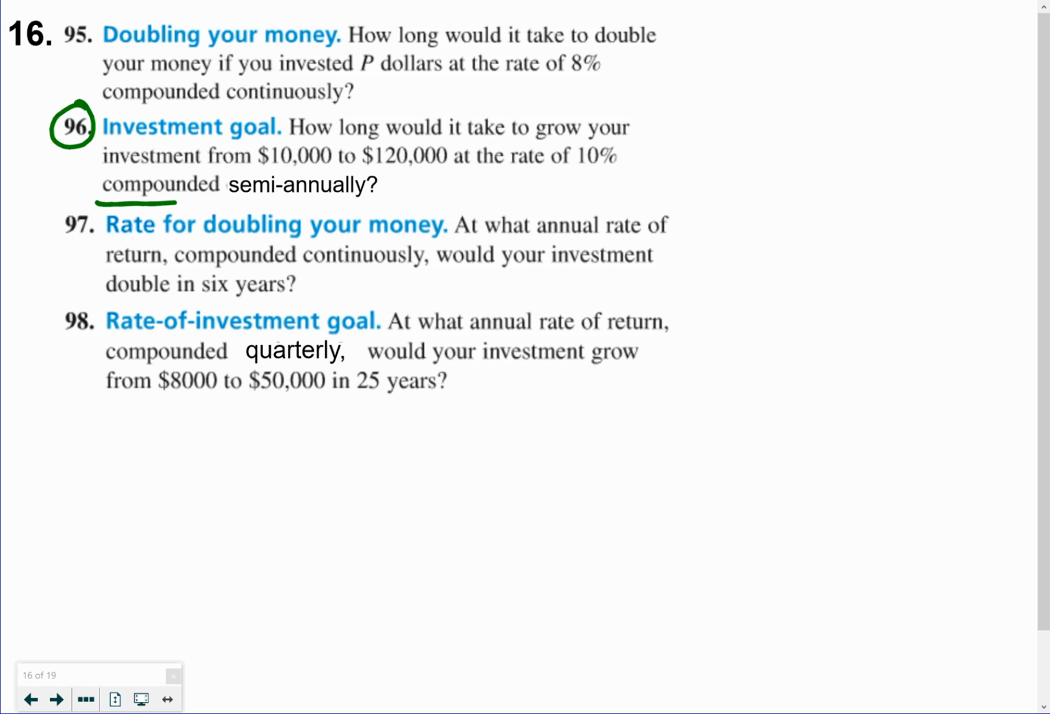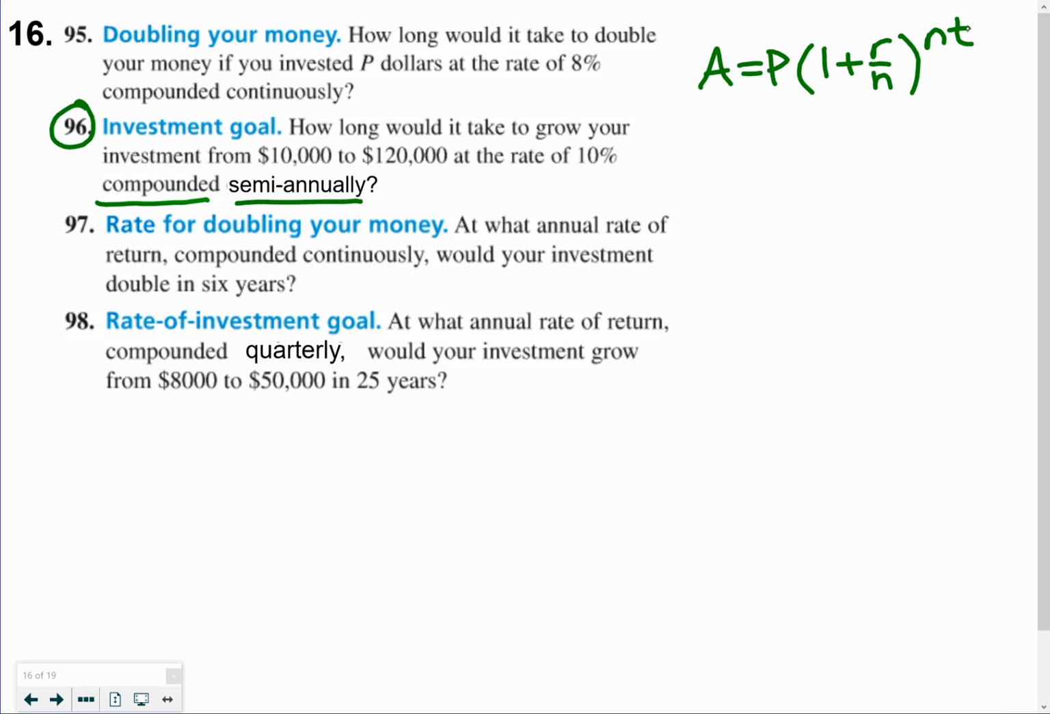The fact that it's compounded semi-annually is enough to tell you which formula you are using. Does anybody know what formula we're going to use if we're compounded any other way other than continuously? It's just the general compound interest formula, which you need to know. P is the initial amount, your initial investment. R is your interest rate as a decimal. N is how many times it's compounded per year. T is the time in years. A is what you end with.